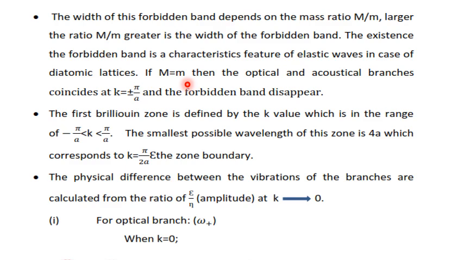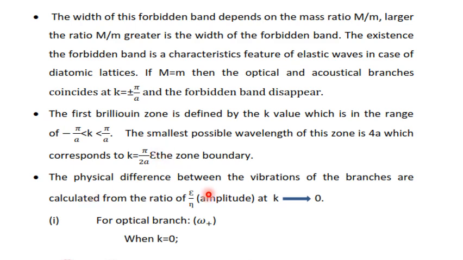Similarly here, when M equals m, the optical and acoustical branches coincide at k equal to plus or minus pi by a. This plus or minus pi by a is nothing but the Brillouin zone. We already studied it for the monoatomic lattice also. The smallest possible wavelength of this zone is 4a. The smallest wavelength of this first Brillouin zone is 4a, which corresponds to pi by 2a into epsilon.